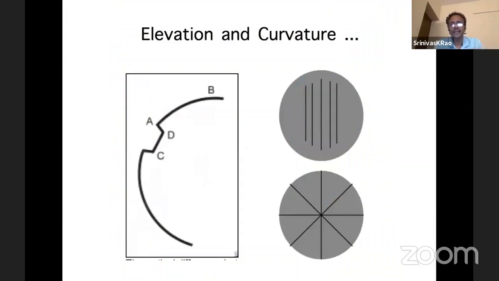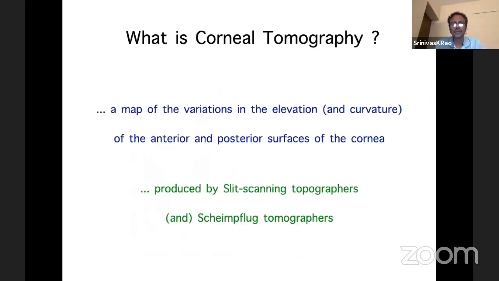The other reason for needing elevation is because we slowly realized that if you look at this cartoon, the curvature from A to B and the curvature from C to D is exactly the same. But obviously, in terms of elevation, they are not the same. So the cornea can be depressed or elevated, but can have the same curvature at these 2 points. And as we went further into corneal refractive surgery, this distinction became important. And therefore, the concept of elevation along with that of curvature came into vogue.